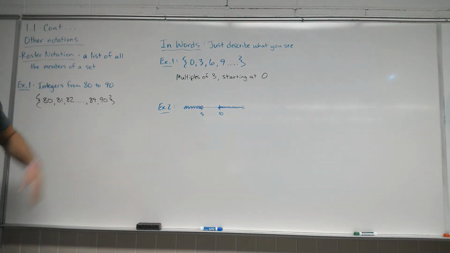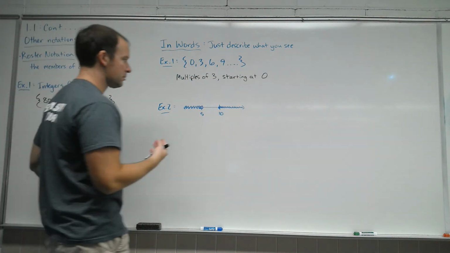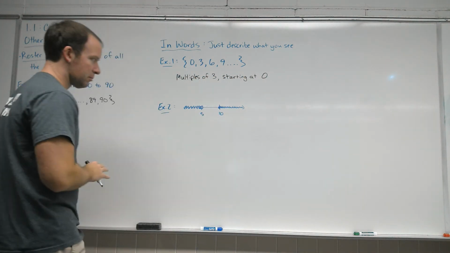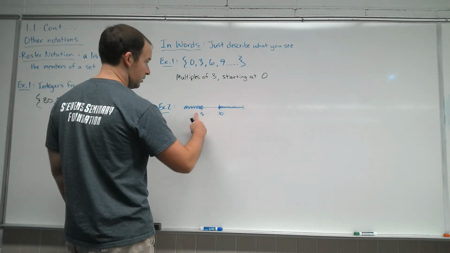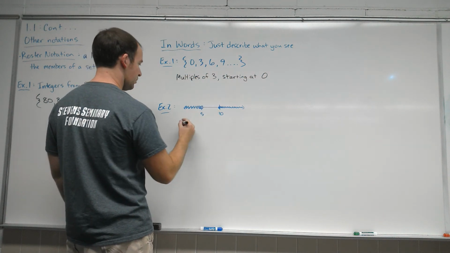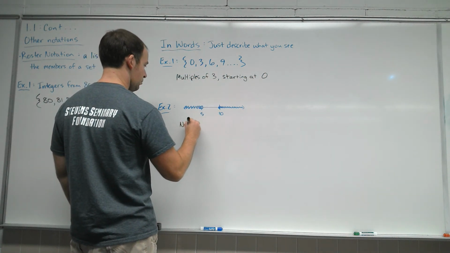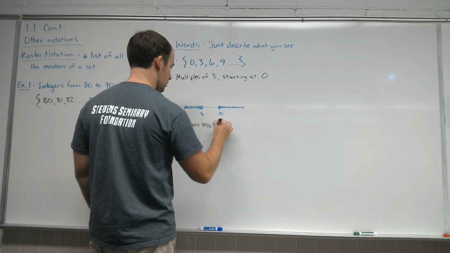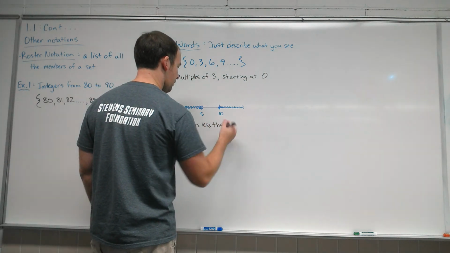Okay. Then example 2, describe what you see in words. Okay, so what's in this set? Like what's being shaded here? Well, I see the numbers that are less than 5. It's not including it, so numbers less than 5.